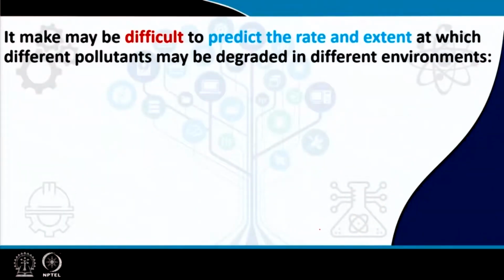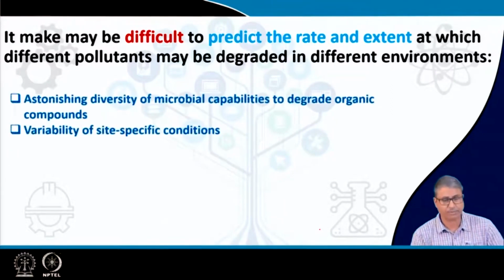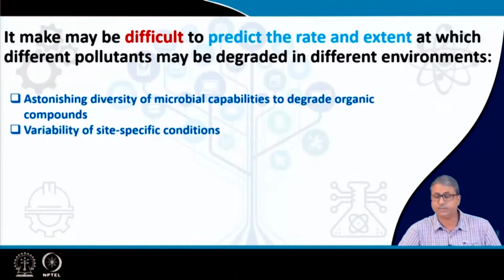Now, it may be difficult sometimes to predict the rate and extent at which the different pollutants are actually degraded in different environments, because of the astonishing diversity of microbial capabilities to degrade organic compounds and also the variability of site specific conditions. So, that is something which makes it a little difficult to predict the rate and extent so easily.